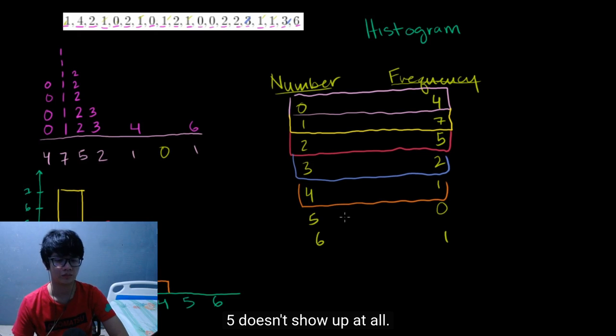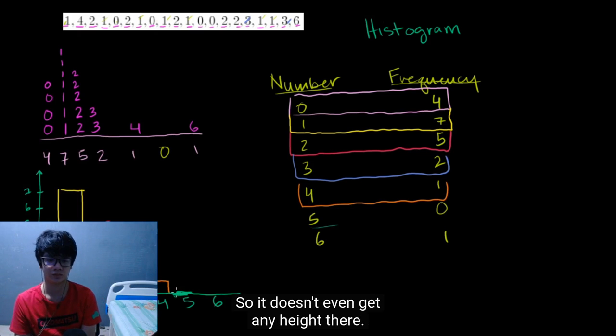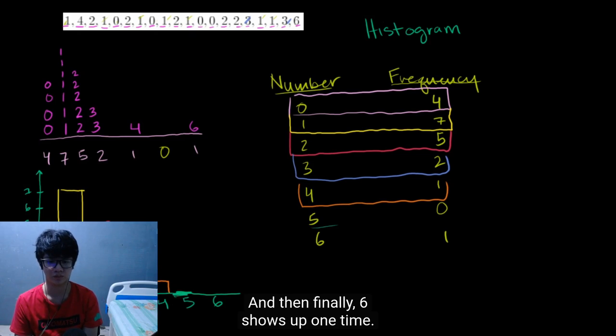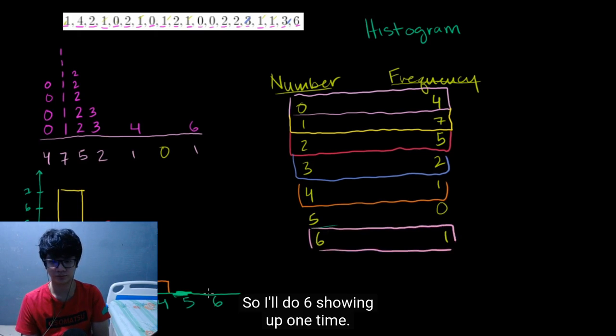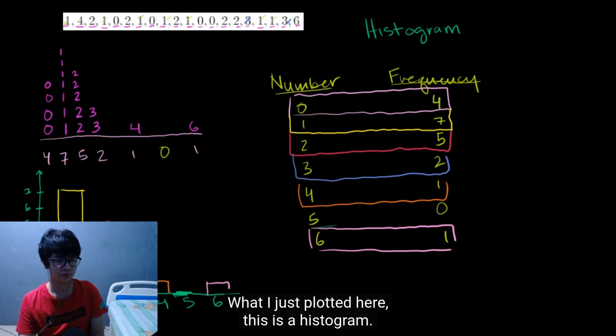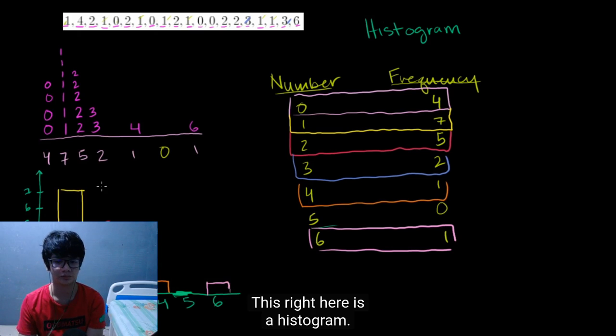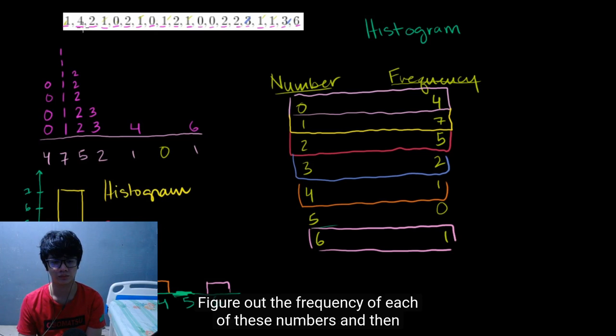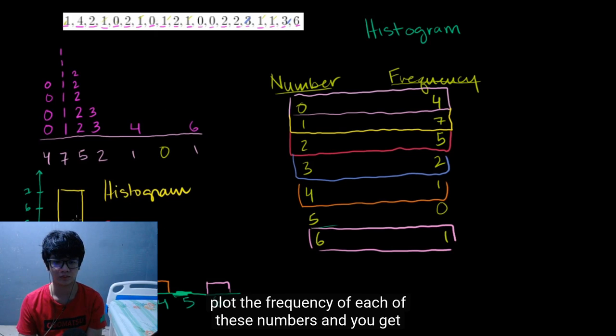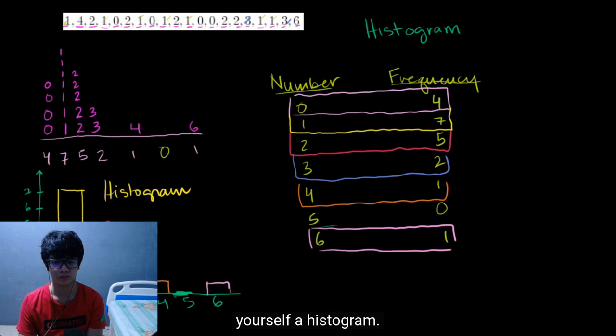5 doesn't show up at all. So it doesn't even get any height there. And then finally, 6 shows up 1 time. So I'll do 6 showing up 1 time. What I just plotted here, this is a histogram. Very fancy word, but I think you'll agree it's a fairly simple idea. Figure out the frequency of each of these numbers, and then plot the frequency of each of these numbers, and you get yourself a histogram.